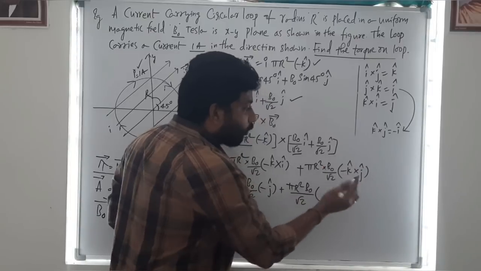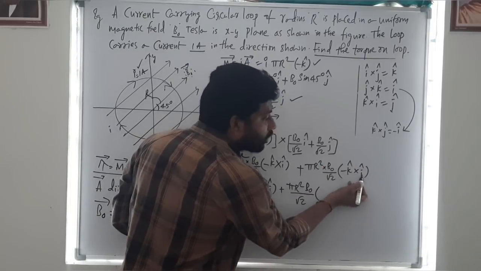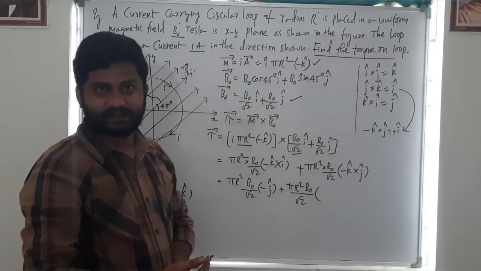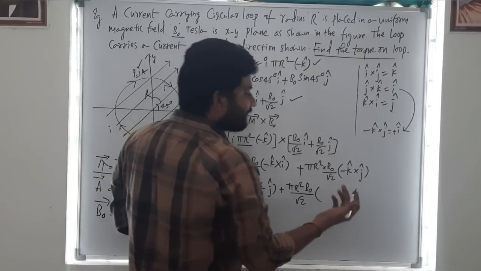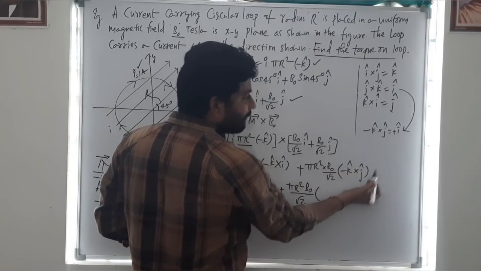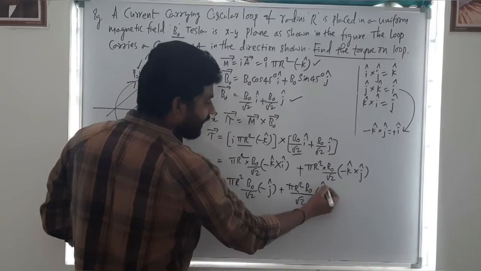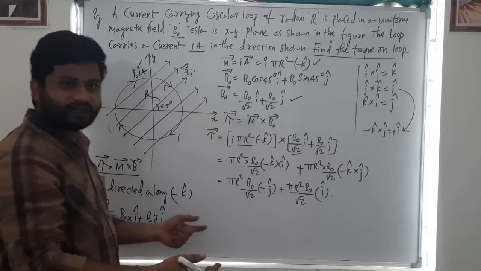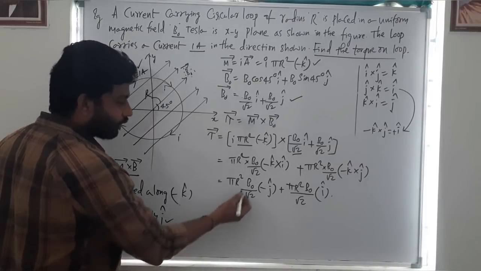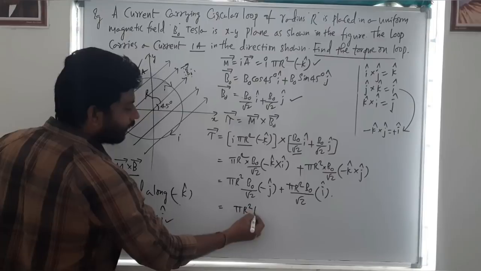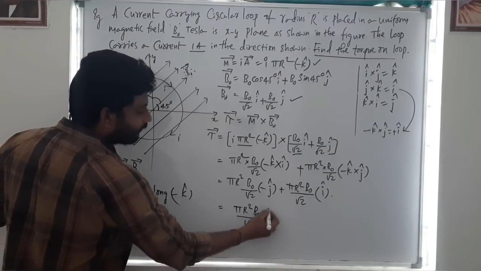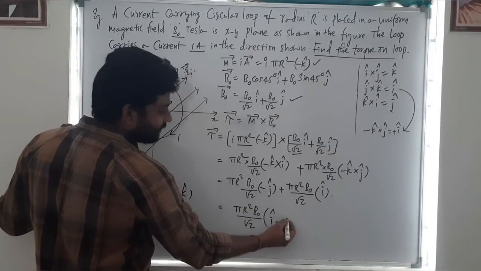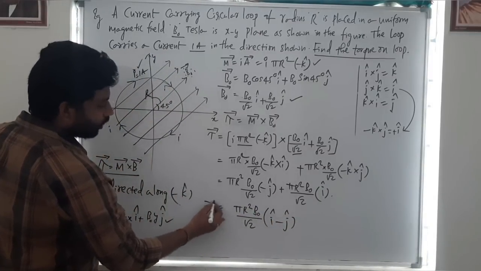Now what is our required value? Minus k cap cross j cap. So here there is a minus, if I apply it, it will be minus of minus, plus. Okay. So here what is our answer? Minus k cap cross j cap is plus I cap. It's a plus I cap here. What can you take common? You can take common these two magnitudes. Pi r square B naught by root 2 if you take common, and this is I cap minus, and this is J cap. So that's your tau bar.